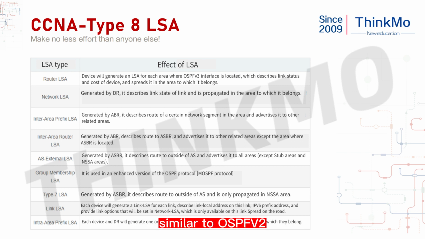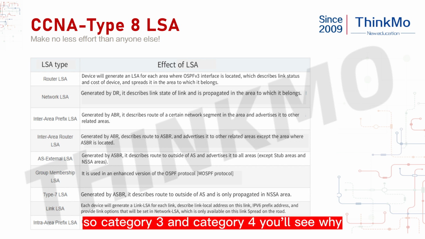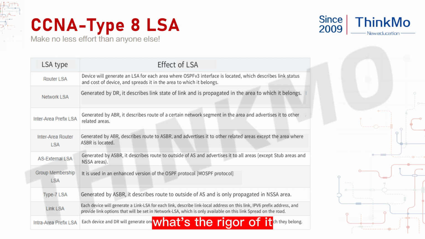Similar to OSPFv2, but the way it's stated, the definition of these LSAs in v3, is more rigorous. Then there are Type 4 LSAs. It's called an inter-area router LSA. So Type 3 and Type 4, you'll see why. What's the rigor of it?